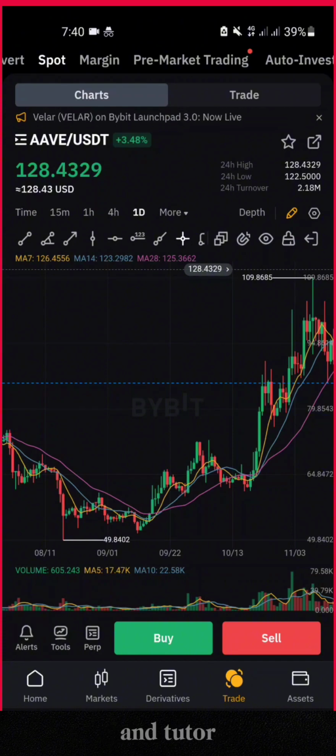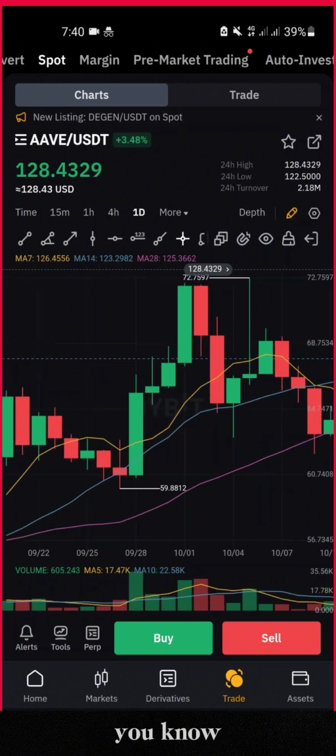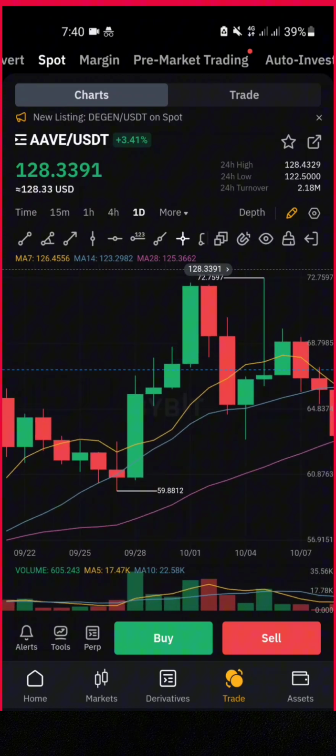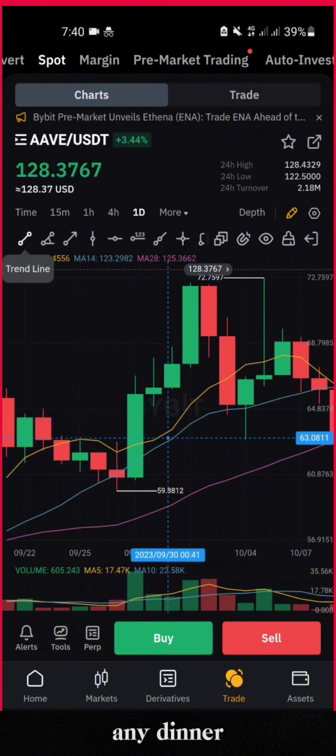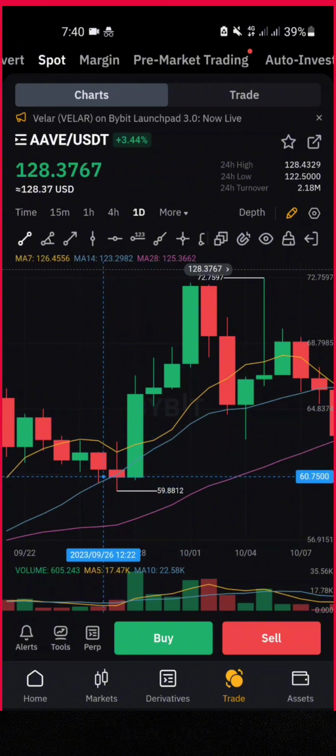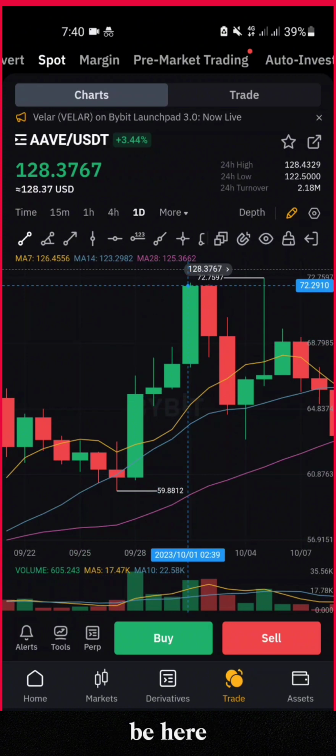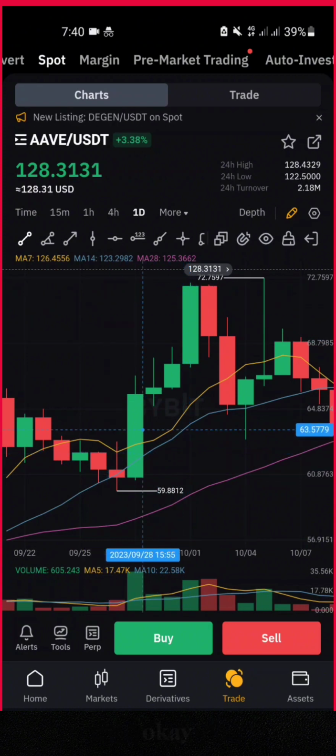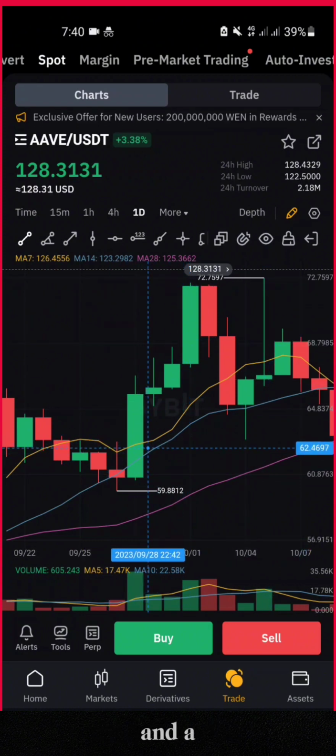And a trader always buys and sells all the time. If any trader buys here, the sale would be here. This is their intention. And a lot of the time they also lose.